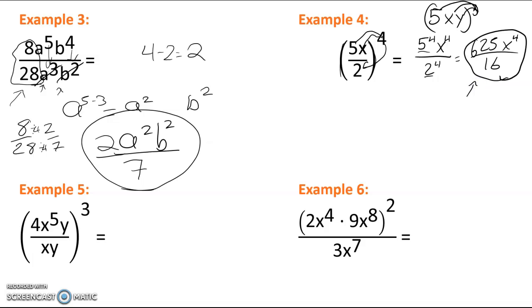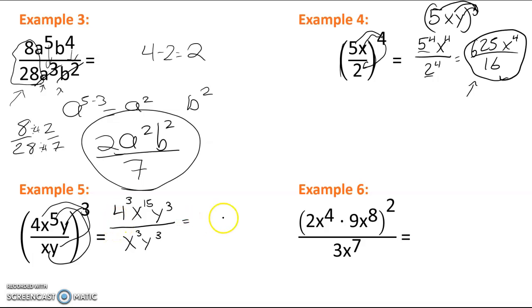Example number 5 here, all right? Same as what I did up here. I'm going to start by distributing this 3 to all of my bases here, down to here, down to here. If we do that, we're going to get 4 to the 3rd power. X to the 5th to the 3rd power, that's just x to the 5 times 3, which turns into x to the 15. And then that'll be y to the 3rd over, and on the bottom, x to the 3rd, and then y to the 3rd, all right?